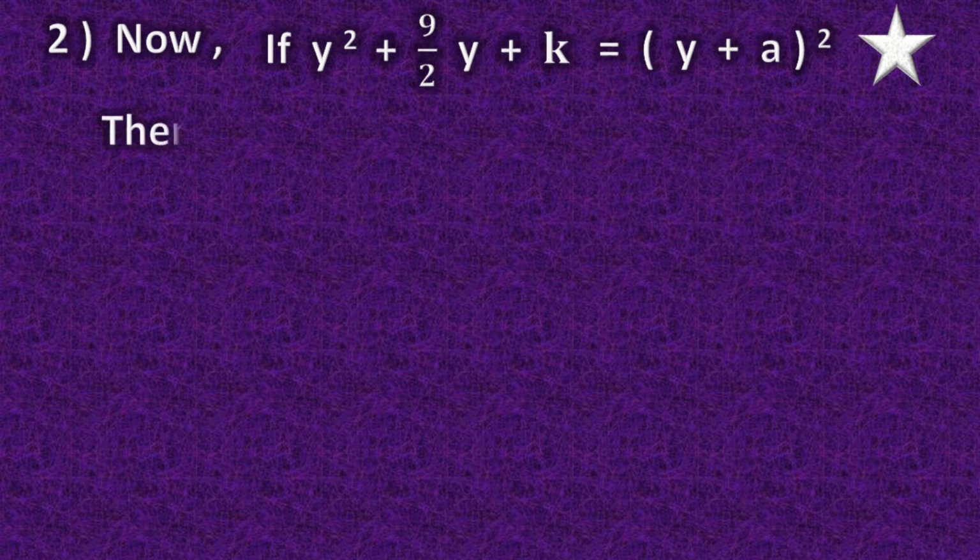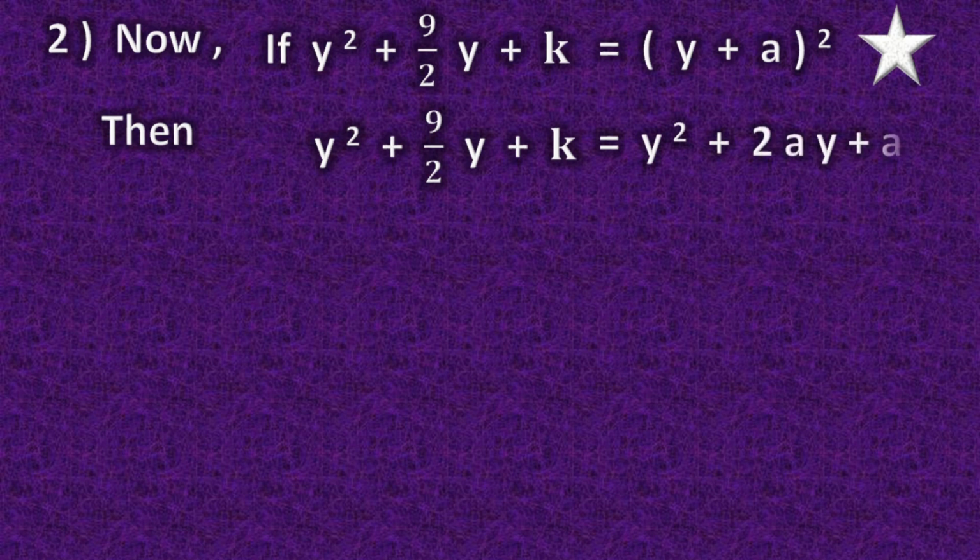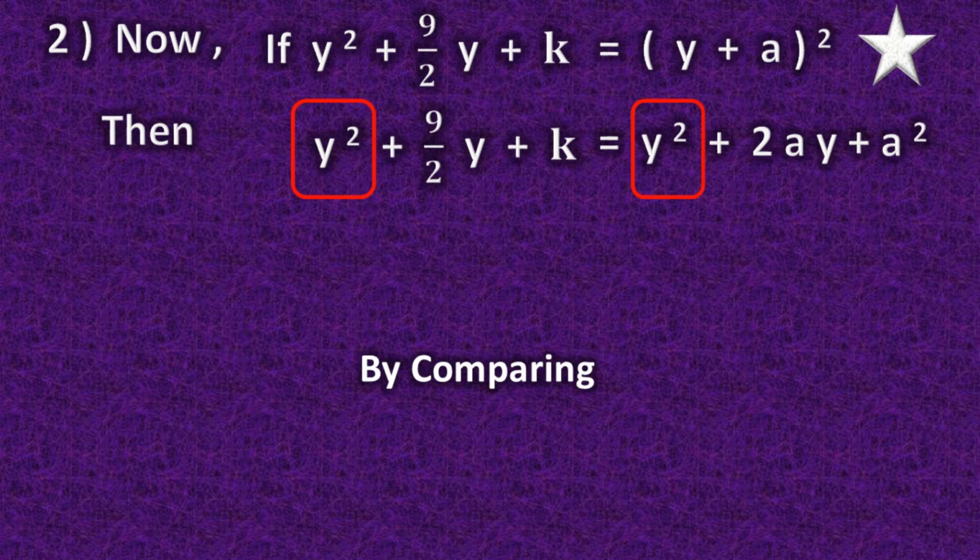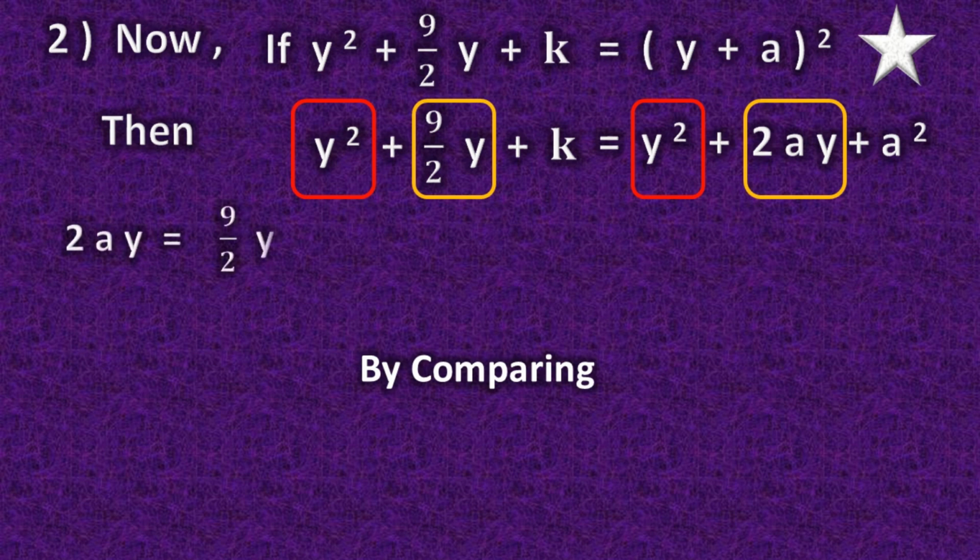Now the second bracket we are going to expand. The second bracket we will expand with the a plus b whole square formula: y square plus 2ay plus a square. The expansion of the bracket is obtained. Now by comparing the first term with the first term, they are exactly the same, no need to consider. The second term is equal to the second term. Now they are different, so consider them on one side: 2ay is equal to 9 upon 2y. And secondly, the third term is equal to the third term.